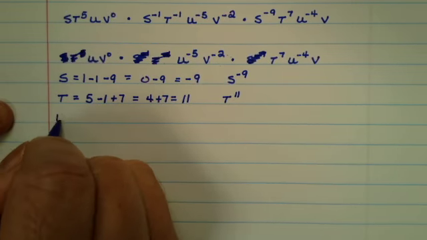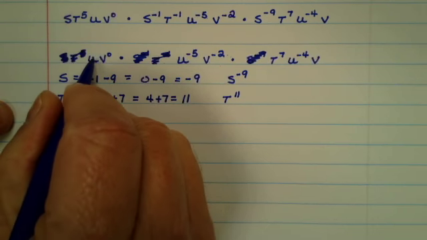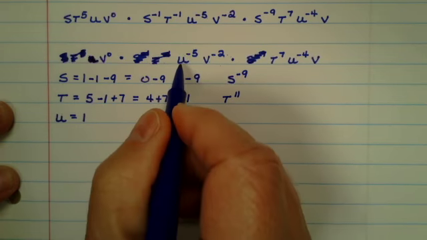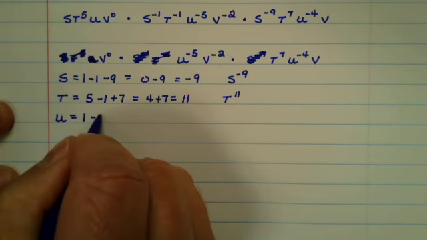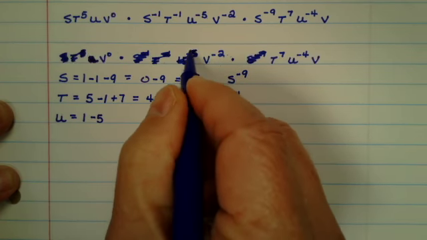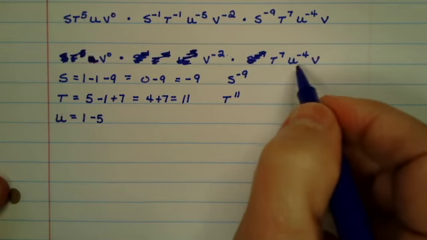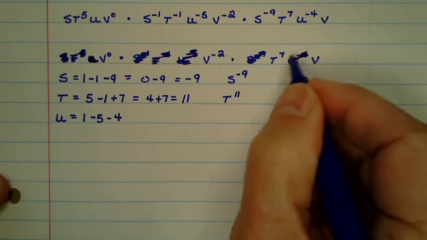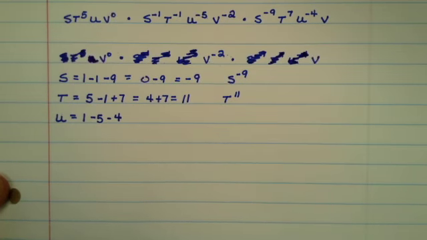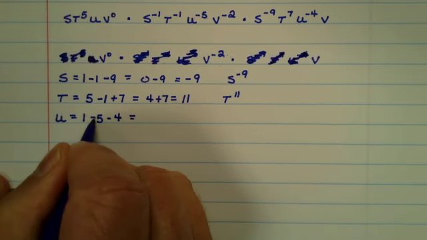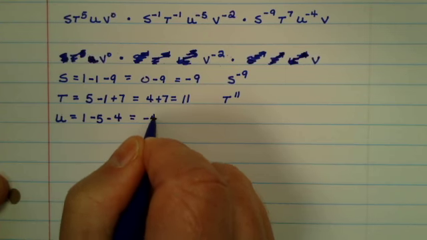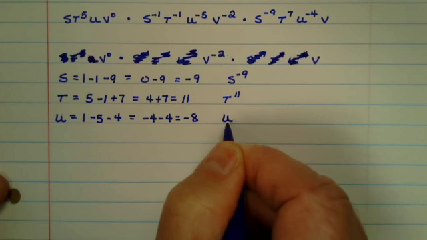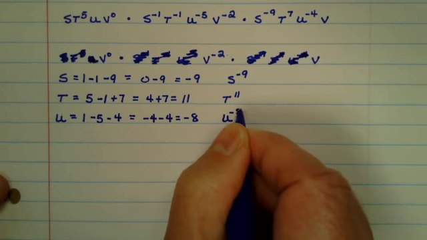Next letter is u. Exponent on this u, since I can't see it, there's a 1 right there. Mark through it once I write it down. Exponent on this u, negative 5. Mark through that one. Exponent on this u is negative 4. Mark through that one. Need to mark through my t right there. 1 minus 5 is negative 4, and negative 4 minus 4 is negative 8. The exponent on this u should be negative 8.